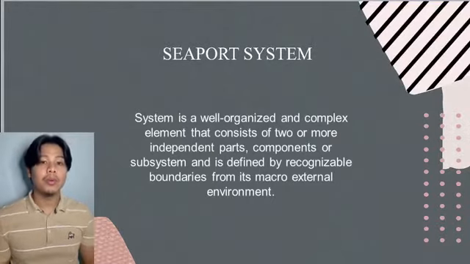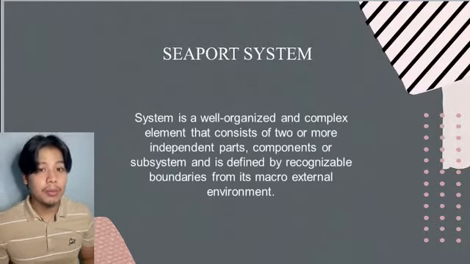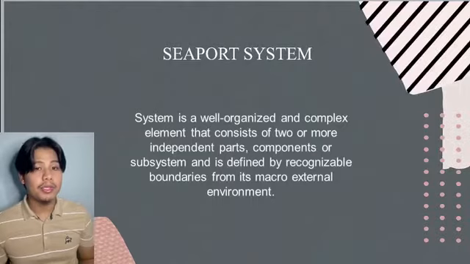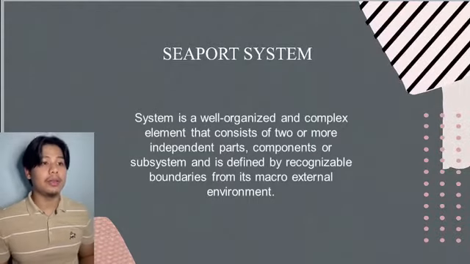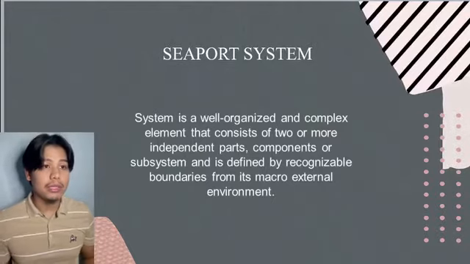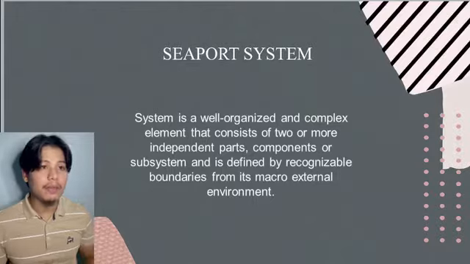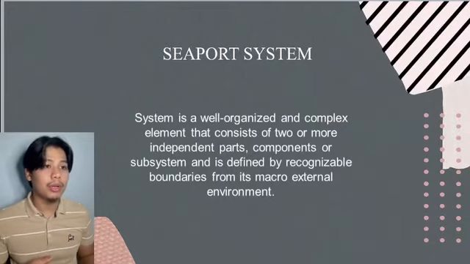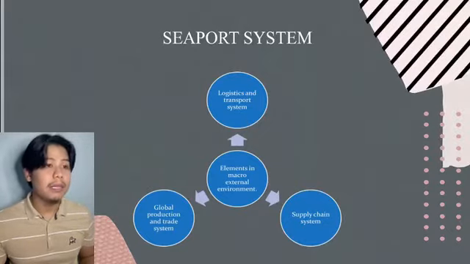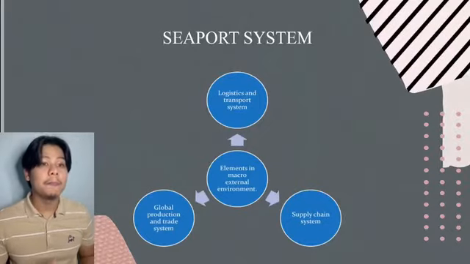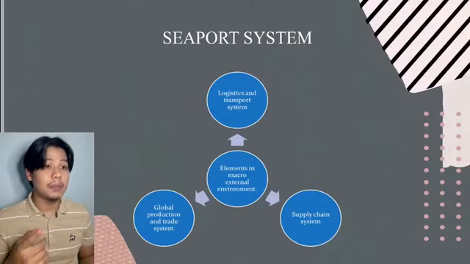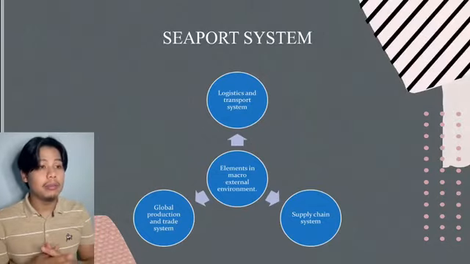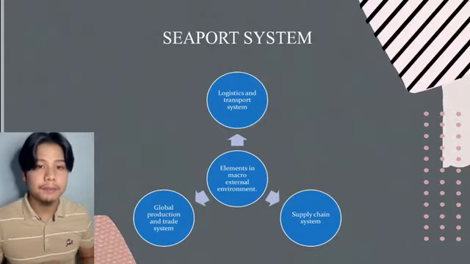So today I would like to explain more about seaport system. A seaport system is a well organized and complex system that consists of 2 or more independent parts, components or subsystems, and is defined by recognizable boundaries from its macro external elements. There are 3 elements in the macro external environment. The first element is logistic and transport system. The second element is supply chain system, and the third element is global production and trade system.